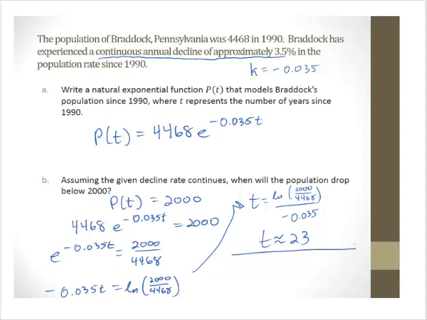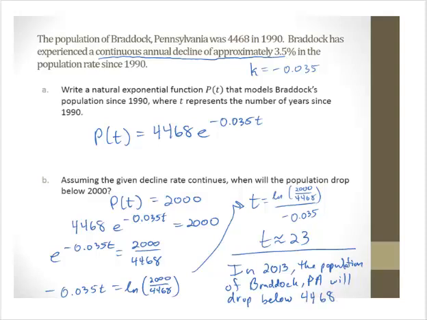Conclusion: 23 years since 1990. So in 2013, the population of Braddock, Pennsylvania will drop below 2,000.